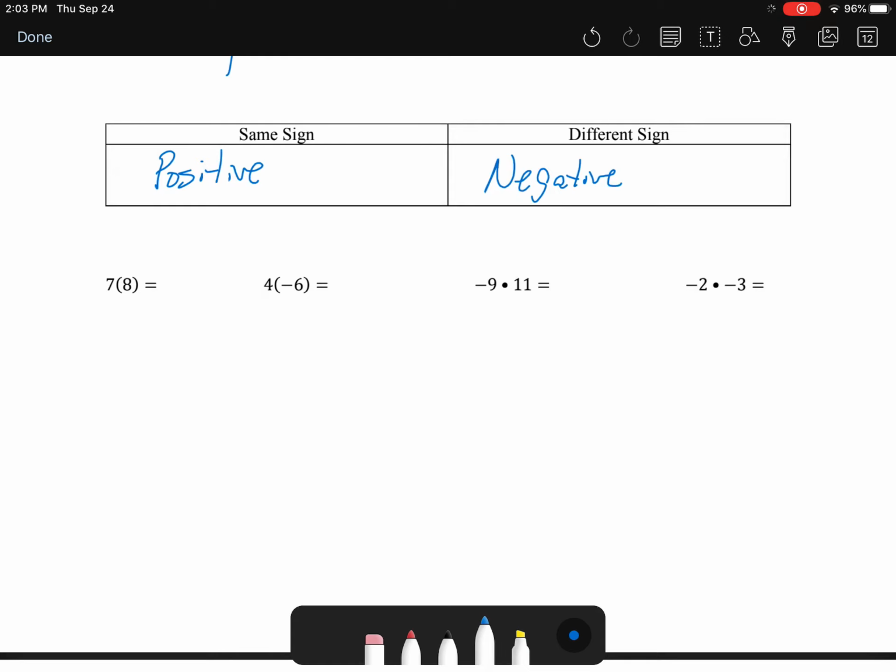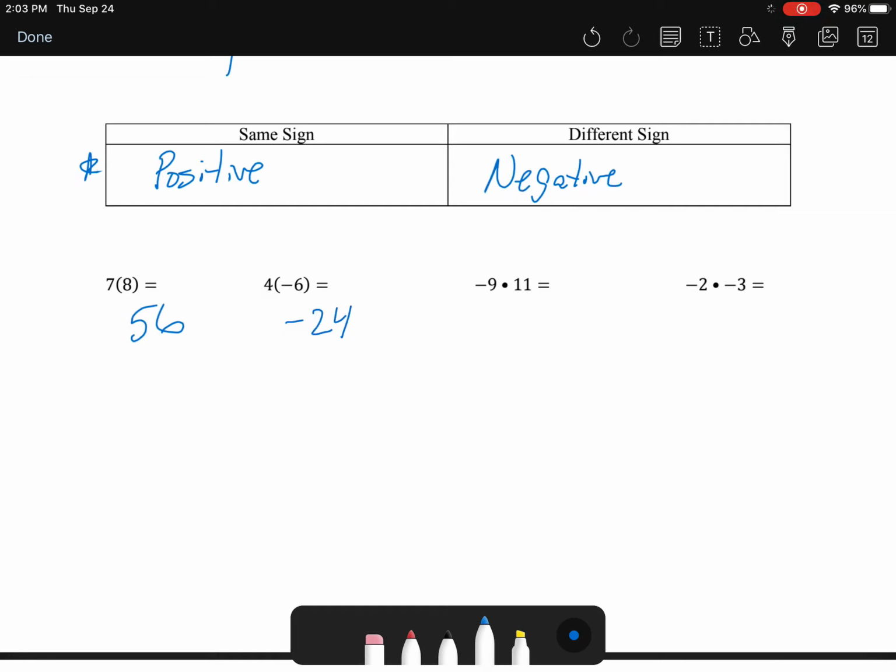So looking at our first one, 7 times 8. Because I have the same sign going on here, I know that my answer is going to be positive. And 7 times 8 is equal to 56. So my final answer is positive 56. 4 times negative 6. Well, I know 4 times 6 is 24. And then I have 1 positive and 1 negative. That's different signs going on there. So my final answer should be negative 24.